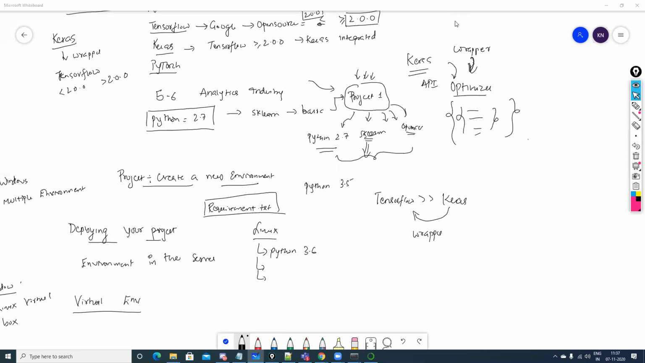Yes, please go ahead. Yeah, so I just wanted to know a few things. As you said, Keras is a wrapper over TensorFlow, and it makes things easier, right?